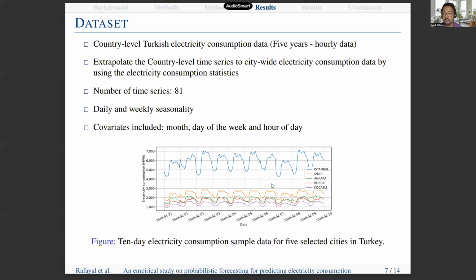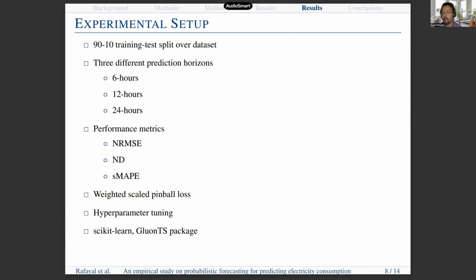This figure shows 10-day samples of time series for 5 selected cities. We extract the month, day of year, day of week, and hour values from the timestamp as covariates for our study. For our experiment, we apply a 90-10 training-test split over our data set.